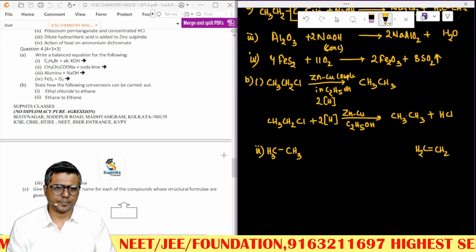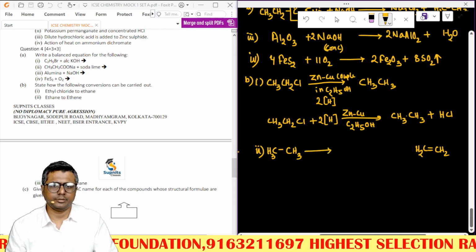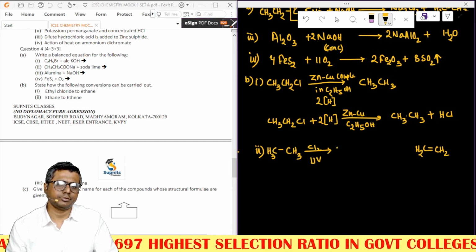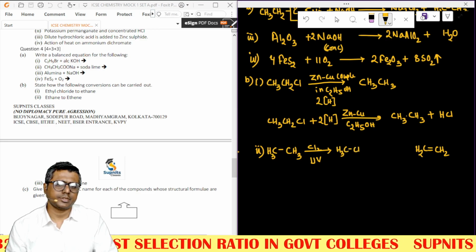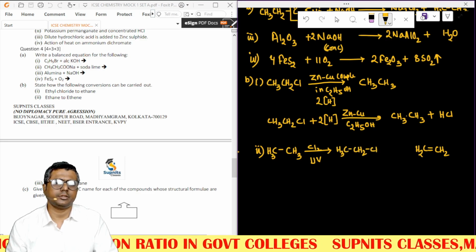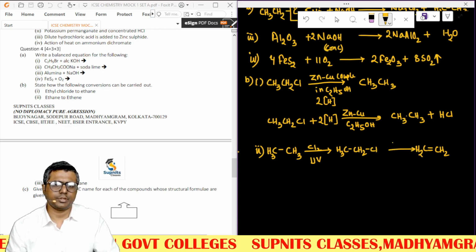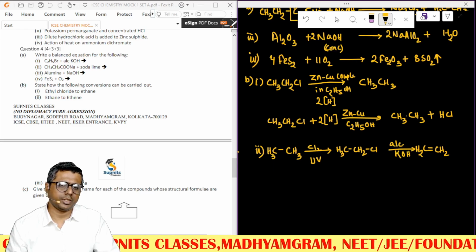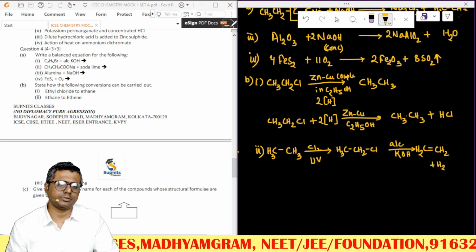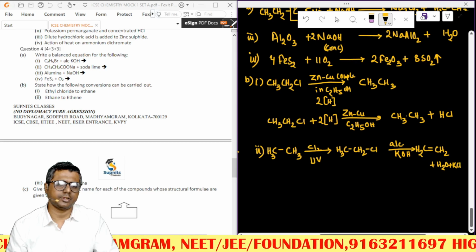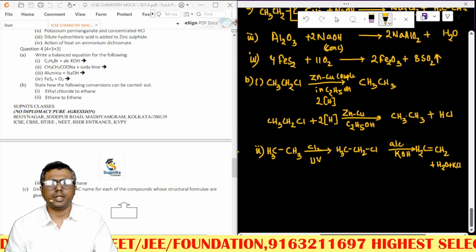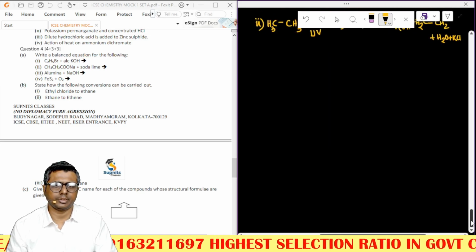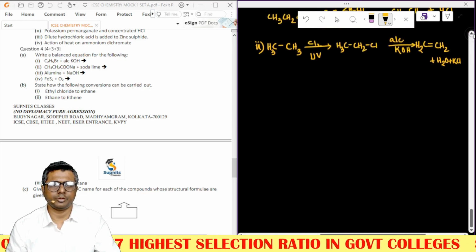That is, you can give chlorine to it in presence of UV light, which will give you H3C CH2Cl, and then you give alcoholic KOH, which will give you H2C double bond CH2 plus H2O plus KCl, dehydrohalogenation reaction, the laboratory preparation of ethene. Okay, so you know both the reactions are within your syllabus, so everything has been given from your syllabus only.